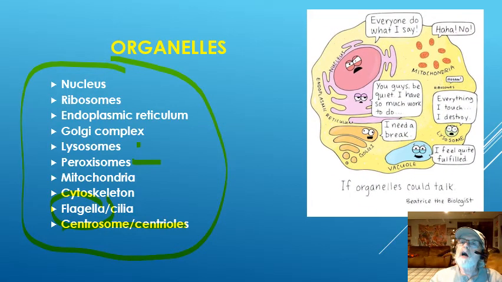Okay, let's see. Everyone do what I say. Haha, no. You guys be quiet. I have so much work to do at the nucleus, okay? Everything I touch, I destroy. Oh, that's a lysosome. I feel quite fulfilled, which is basically a vacuole. Vacuoles are basically vats that store a lot of garbage that they want to get rid of, okay? I need a break, okay? It looks like a Golgi, stuff like that. Mitochondria, they're basically going to be making a lot of energy up in there.